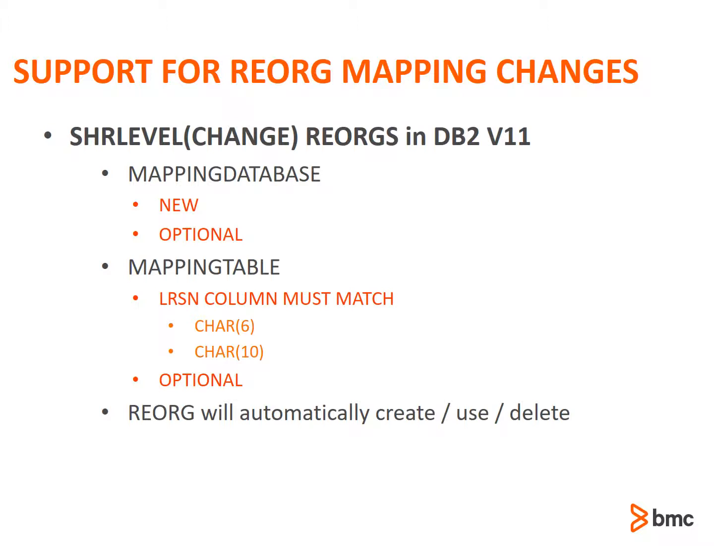Another reorg change with DB211 is the automatic allocation of a mapping table and a related new keyword, mapping database. In DB211, the mapping table LRSN column length must match table space. So why worry about this? DB2 will automatically allocate the table space table and then delete it when the reorg is complete. You can specify a default mapping database or allow DB2 to use an implicit database. We have support to allow you to exploit these features.